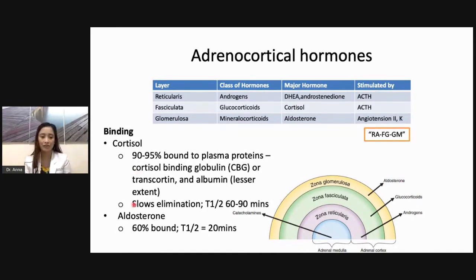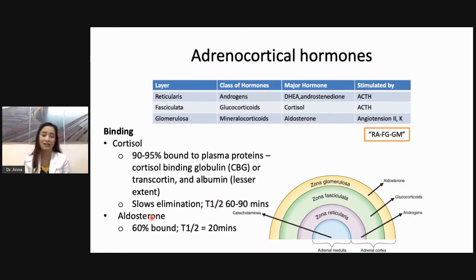Your cortisol is predominantly bound to plasma protein. The specific plasma protein is your cortisol binding globulin, or transcortin, and to a lesser extent your albumin. This plasma protein binding slows the elimination of your cortisol, making its half-life between 60 to 90 minutes.